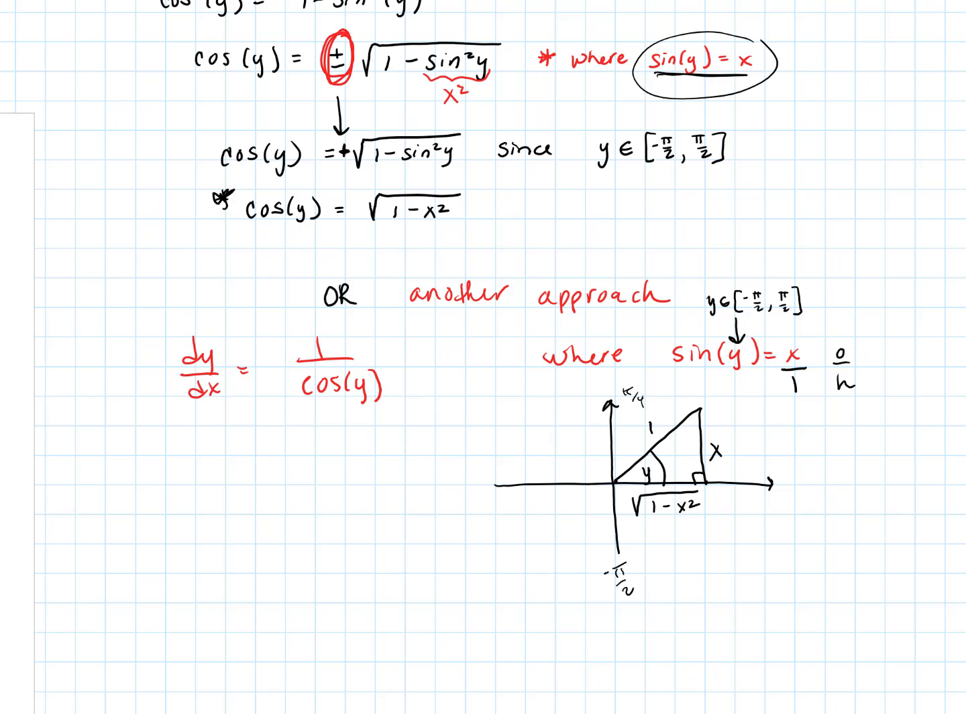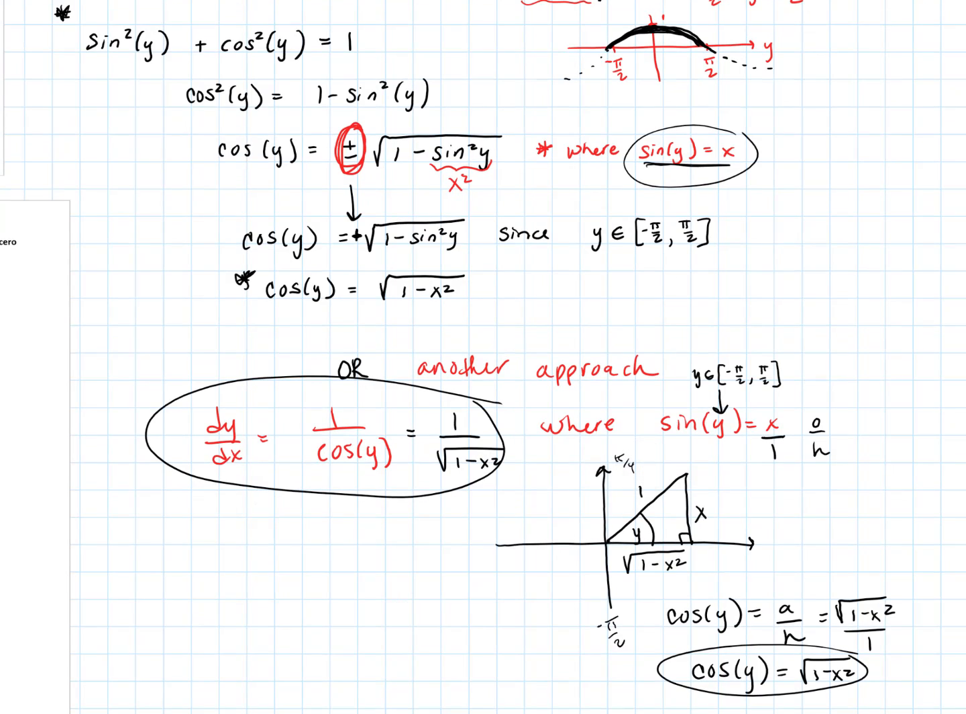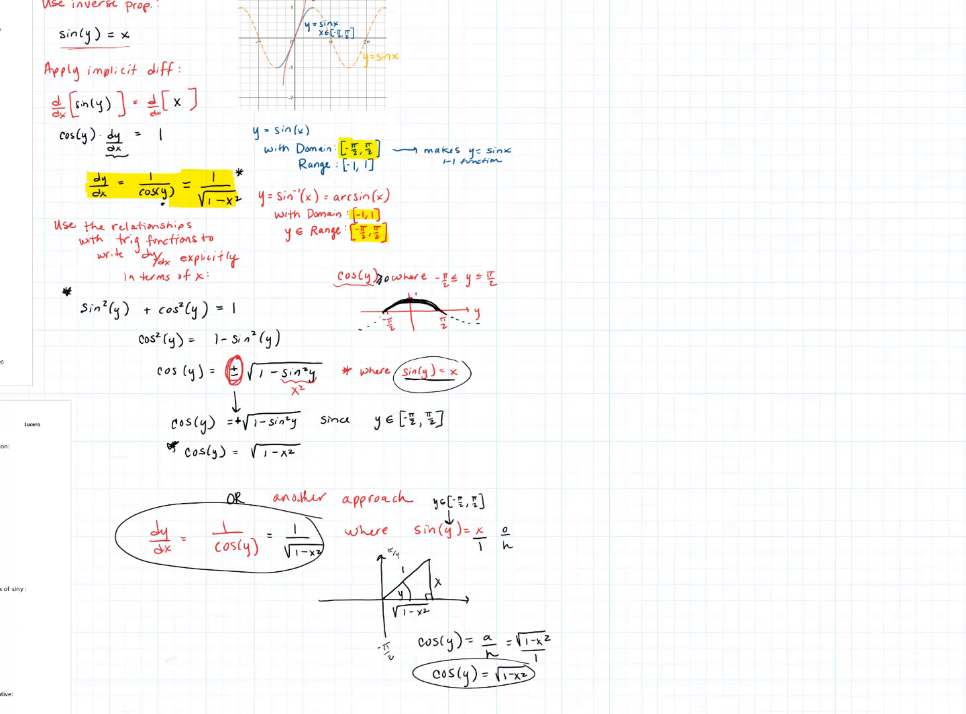Now, what is the cosine of this angle? Well, the cosine of this angle is simply the adjacent over the hypotenuse. So it's simply the square root of 1 minus x squared over 1, or the cosine of y is simply the square root of 1 minus x squared. And we can come over here and plug that in. It's 1 over the square root of 1 minus x squared. And so notice both here and in my first approach, I got to the same thing.